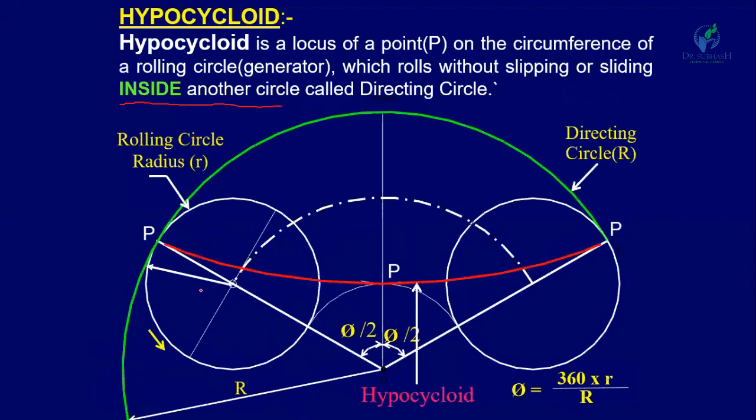Now let us see here. You can see this green circle is a directing circle, and this circle is a rolling circle whose radius is r, and the radius of the directing circle is capital R. It is rolling inside this circle. So you can see the direction of the rolling. Initially the point P is here, and after one complete revolution, it will travel an angular displacement of phi. So the final position of point P will be here, and this curve is known as a hypocycloid.